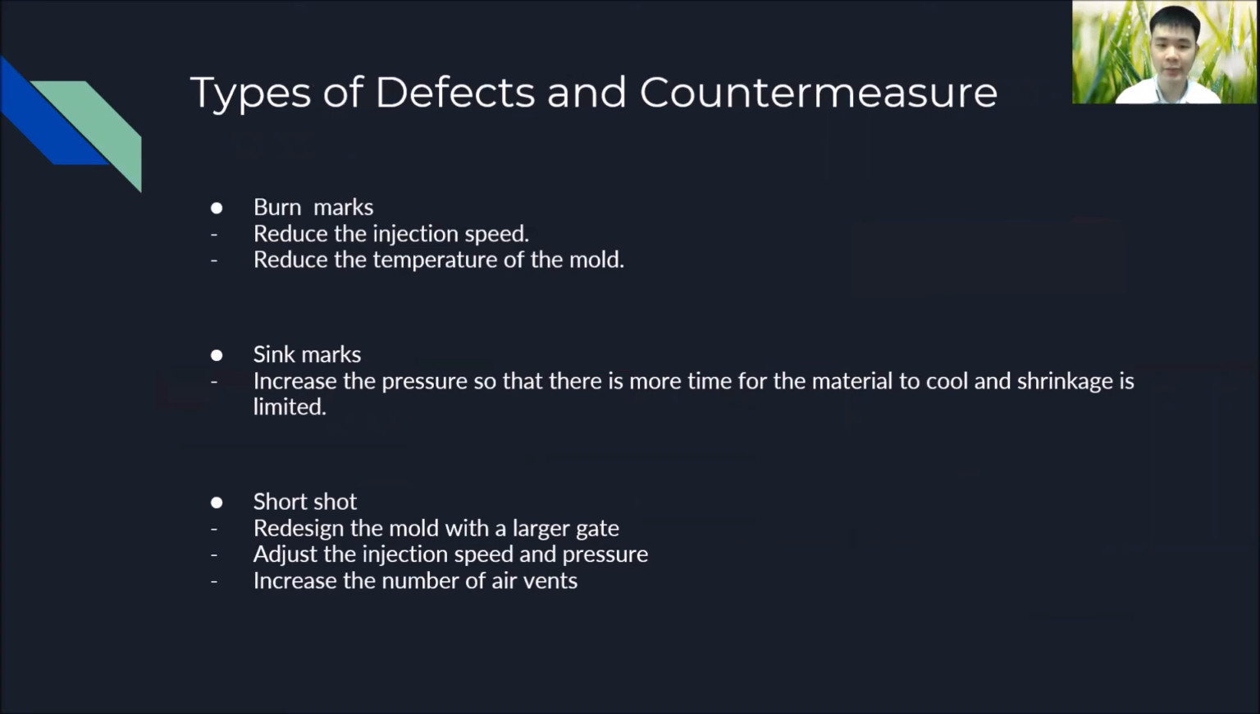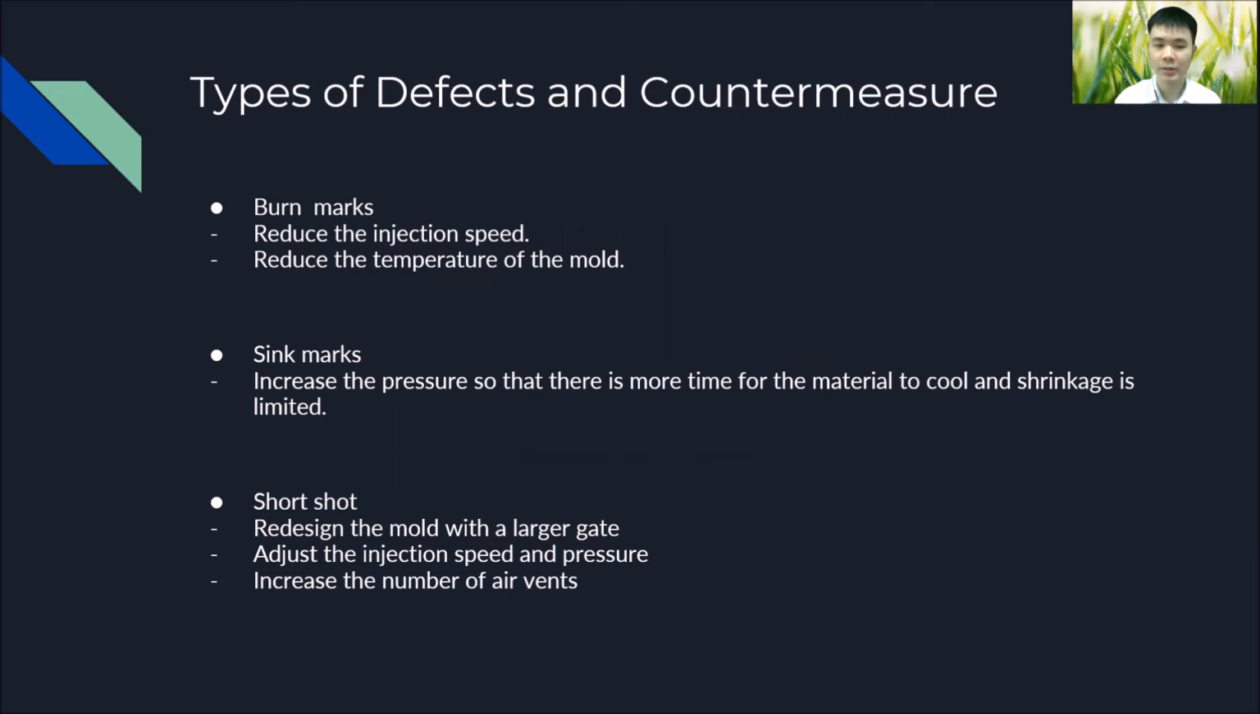Next is the types of defects and countermeasures. Burn marks. Burn marks can be prevented by reducing the injection speed. This is because reducing the injection speed will prevent air bubbles from getting trapped inside the mold of the injection machine. Reducing the temperature of the mold is another way to prevent burn marks from appearing.